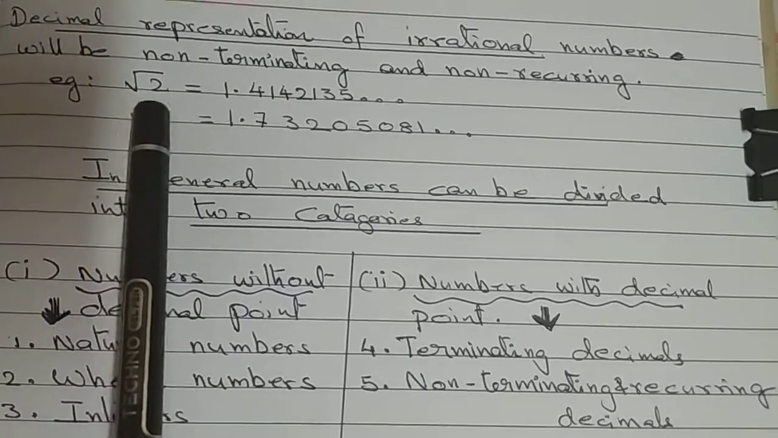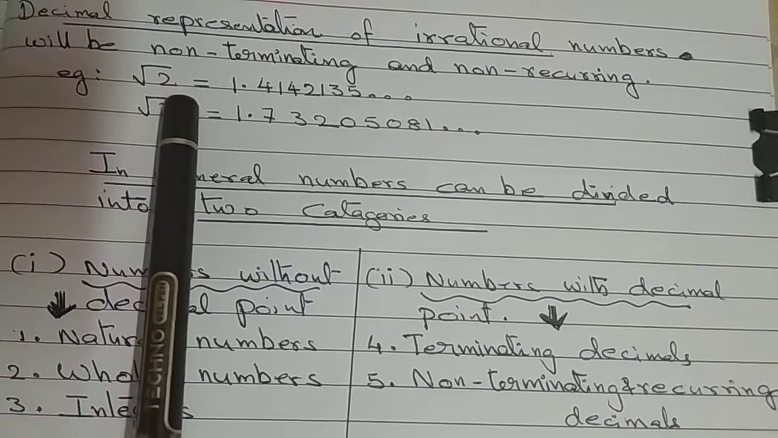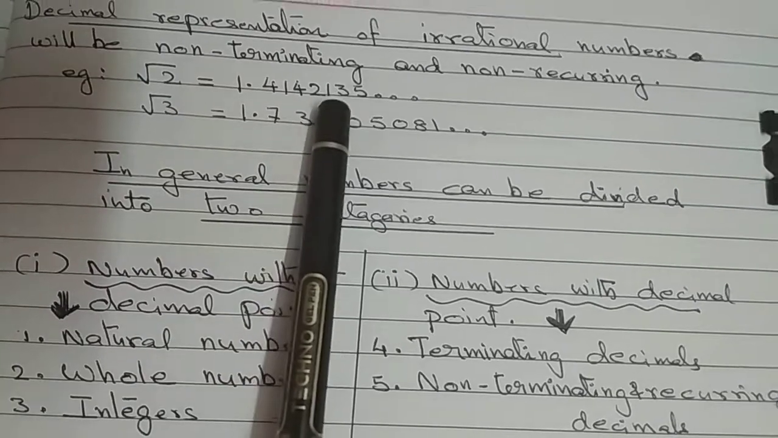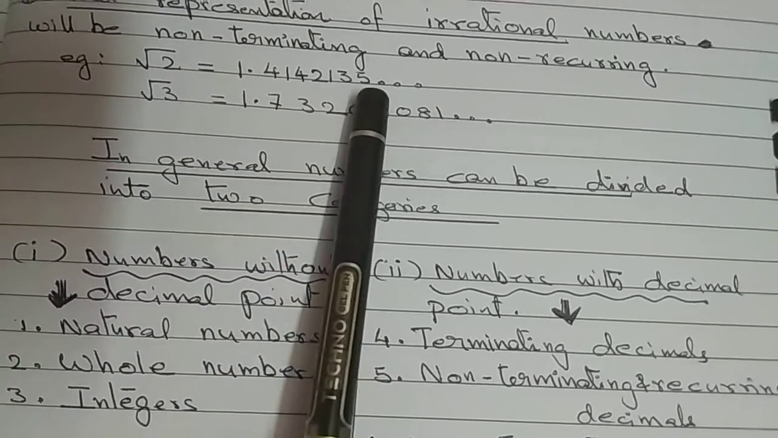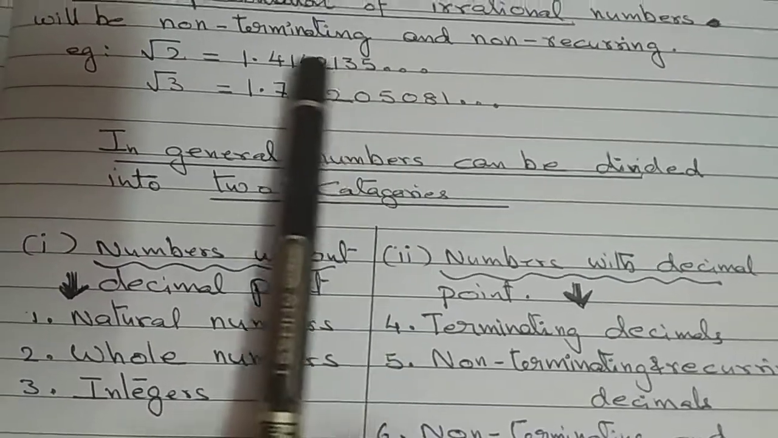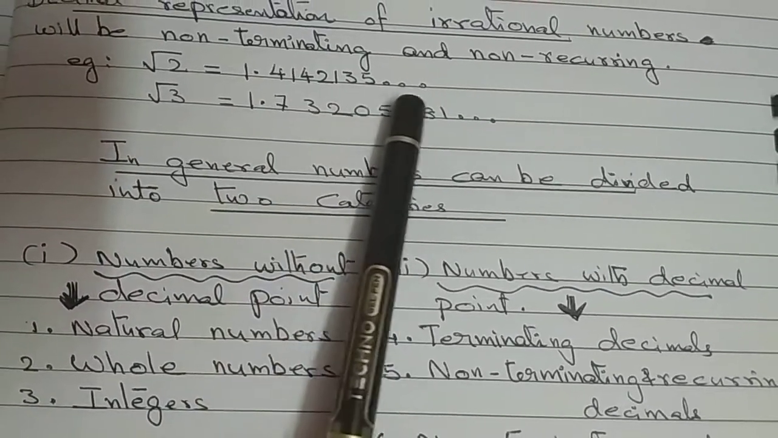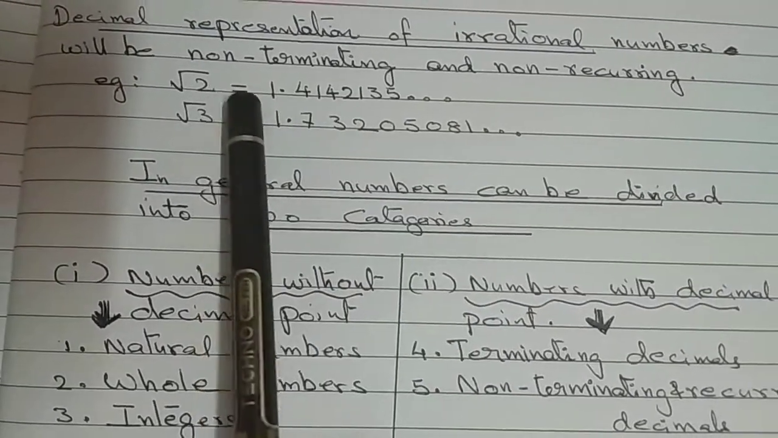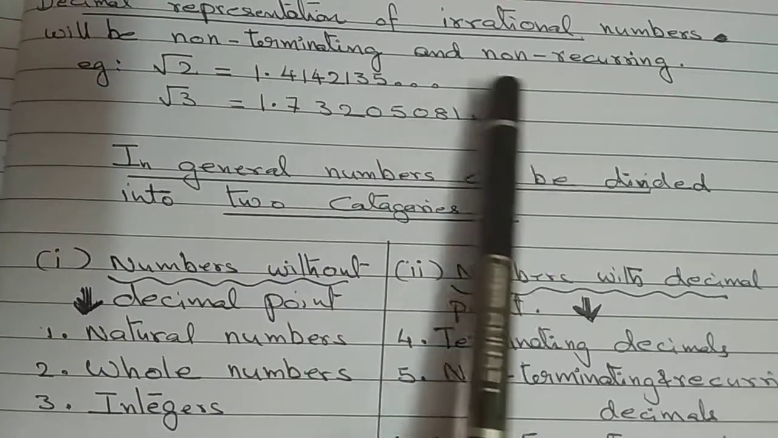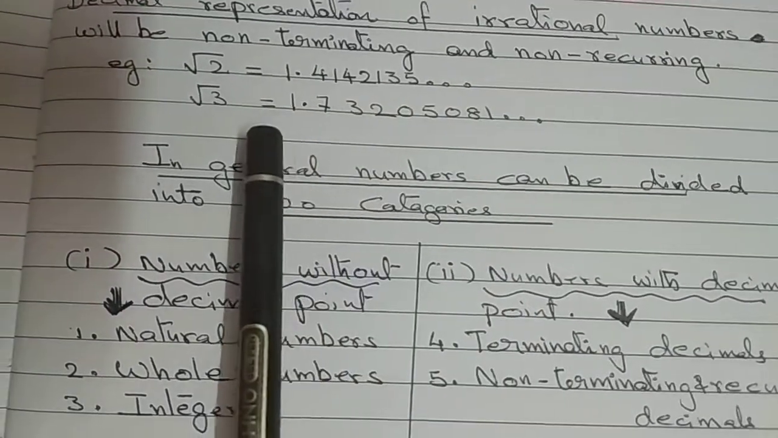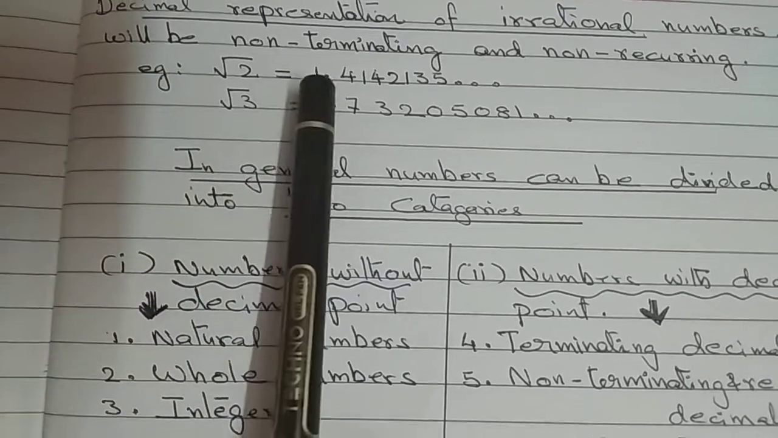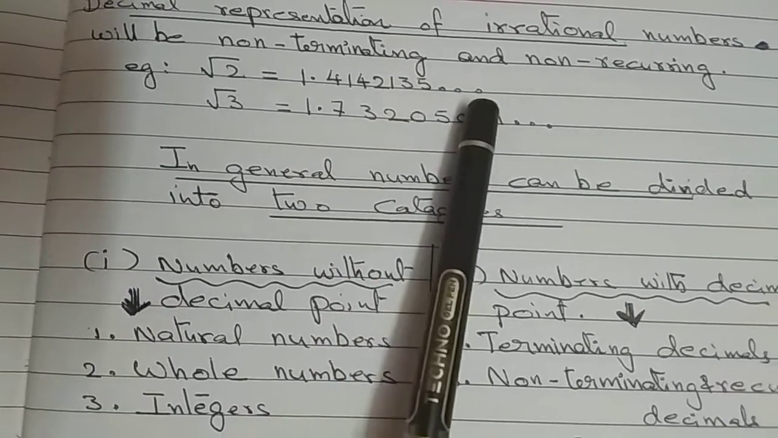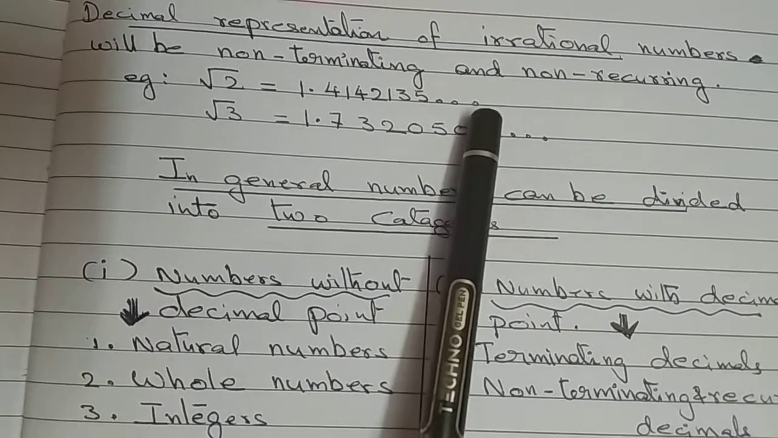And if you find the decimal form of these numbers, for example root 2, it is 1.414213, etc. I have put 3 dots here, remember. That means it is not going to have any end. It will keep on going like this without any end. It will go on like that. So there is no particular block of numbers repeating, and it is non-terminating and non-recurring.